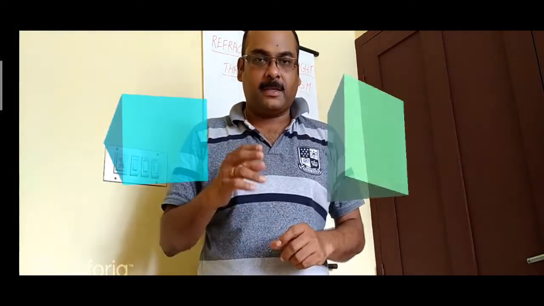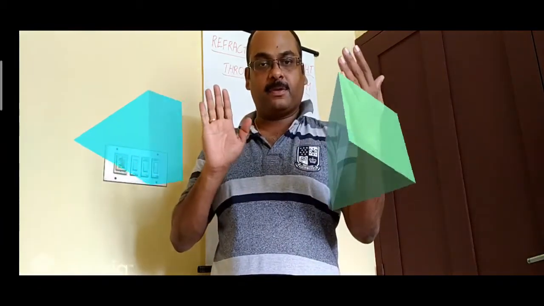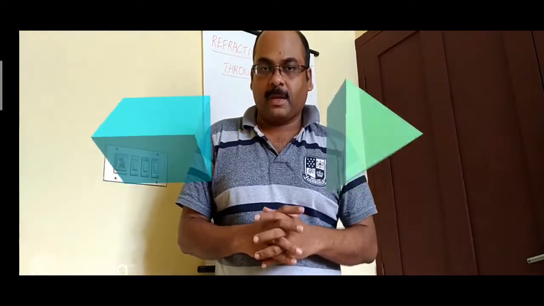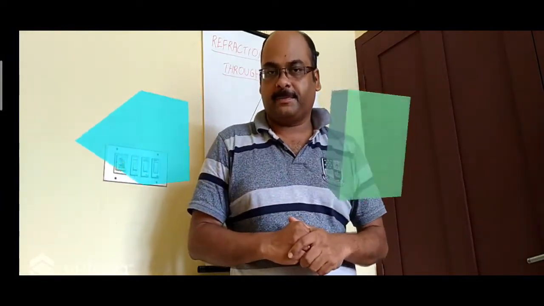So see the number of faces of the prism. It has two triangular faces and three rectangular faces. Two triangular faces on either side, and one rectangular face at the base and two rectangular faces at the sides. Okay, so this is the structure of a triangular prism, and actually it is made up of glass.